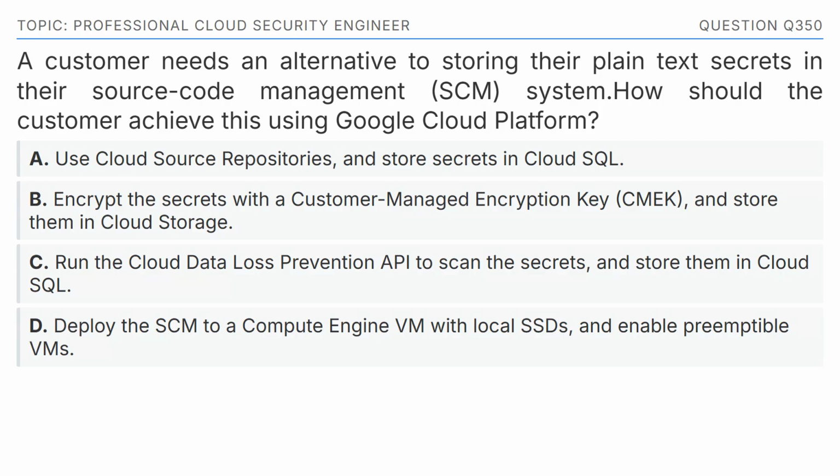A customer needs an alternative to storing their plain text secrets in their source code management (SCM) system. How should the customer achieve this using Google Cloud Platform? The options are: Option A, use Cloud Source Repositories and store secrets in Cloud SQL. Option B, encrypt the secrets with a customer-managed encryption key (CMEK) and store them in Cloud Storage. Option C, run the Cloud Data Loss Prevention API to scan the secrets and store them in Cloud SQL. Option D, deploy the SCM to a Compute Engine VM with local SSDs and enable preemptible VMs.